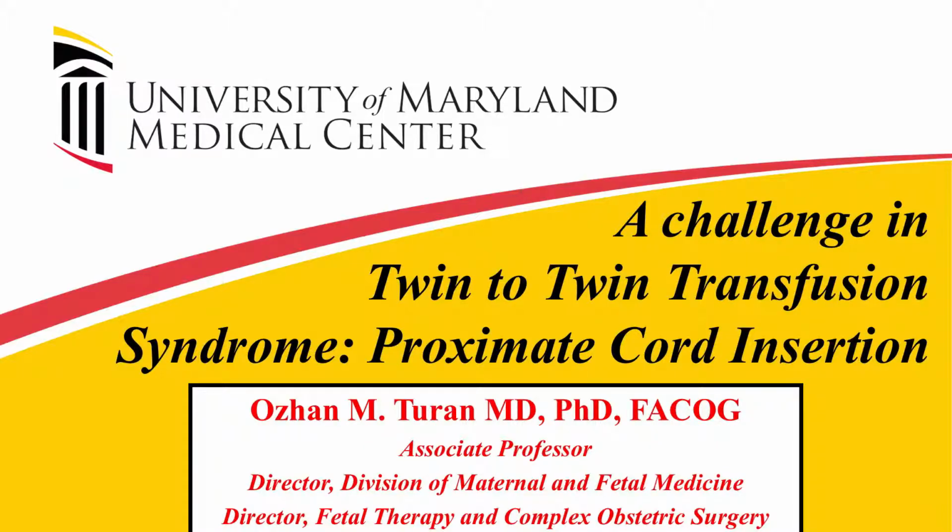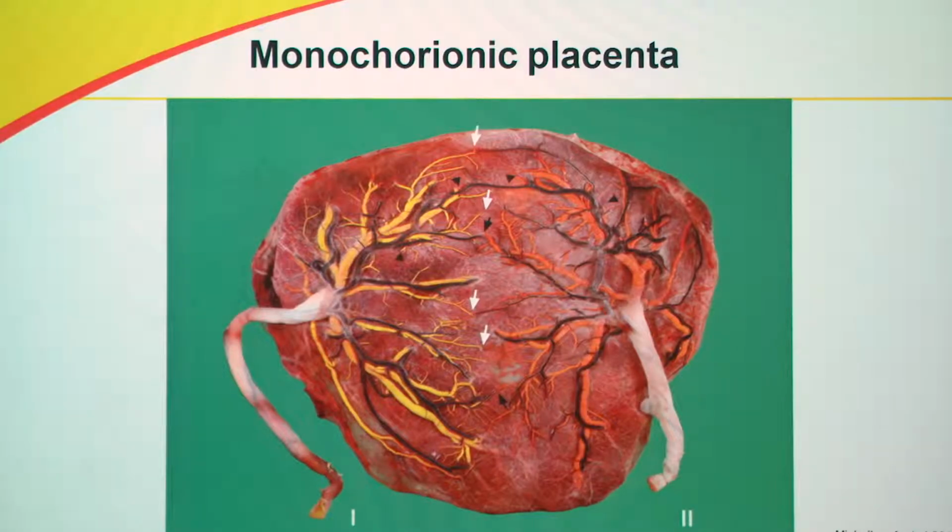Today, I'm going to present you a challenging case for treatment of Twin-to-Twin Transfusion Syndrome, which is proximate cord insertion. This is a placenta of the monochorionic twin. As you see here, on the right, this is donor cord insertion. On the left, recipient cord insertions. All these colors show the blood vessel distribution. The arrows represent actual anastomosis between donor and recipient, which causes twin-to-twin transfusion syndrome.